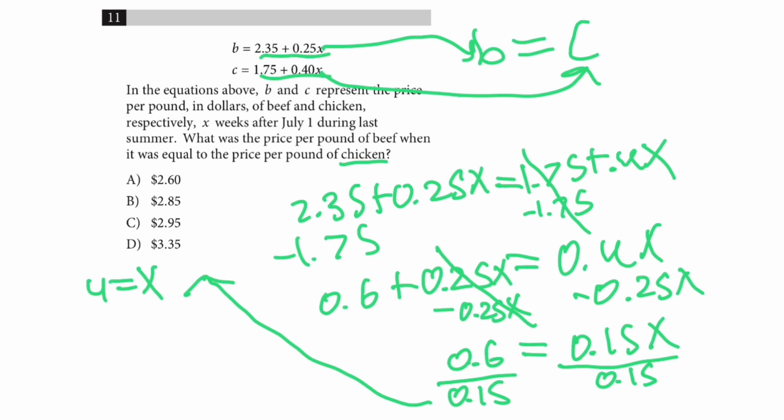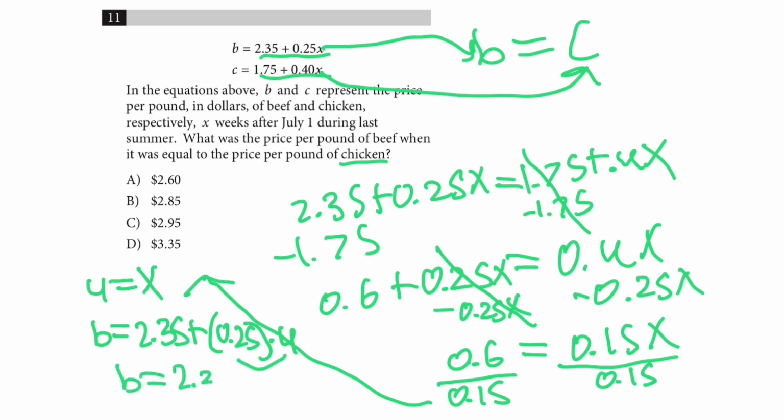And now you can plug it into either b or c, because that's when they're equal to each other. So I'm going to plug it into b because it's going to be an easier multiplication there. B is equal to 2.35 plus 0.25 times 4. So now that's just going to get you that. These are going to simplify to 1. You'll get that b is equal to 2.35 plus 1, and that's equal to 3.35, which is d.